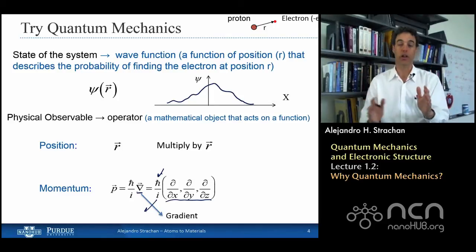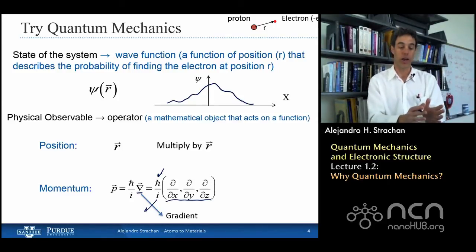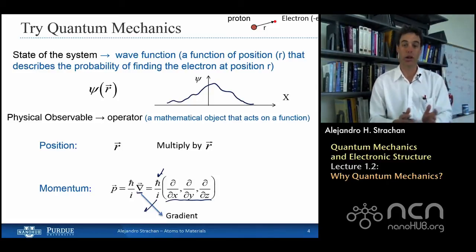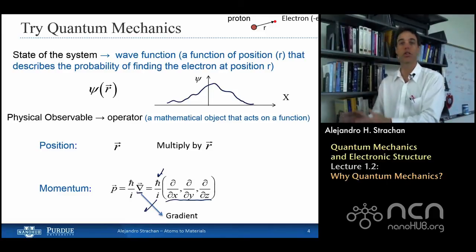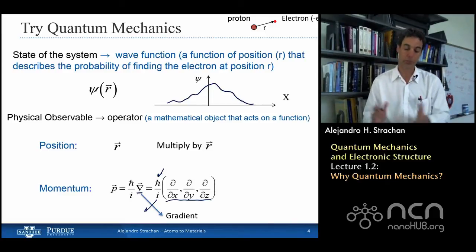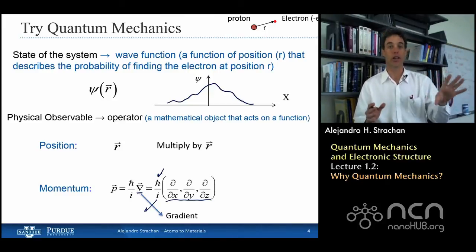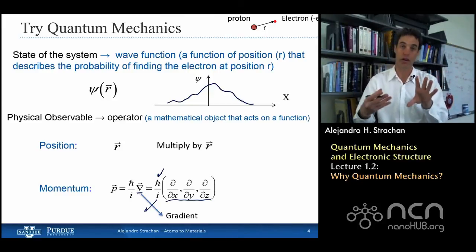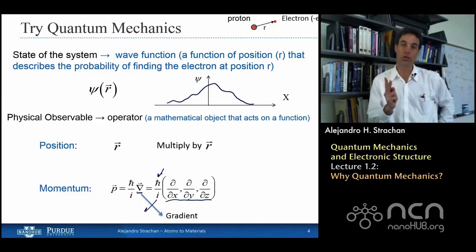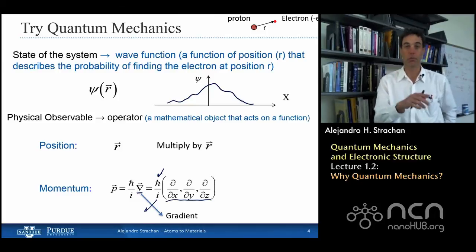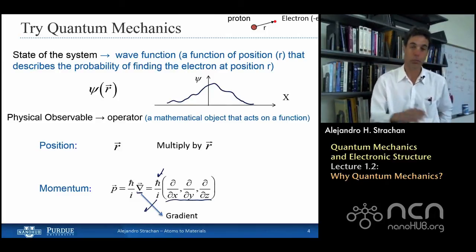This operator is a vector. It has components along x, y, and z. The component along x is the derivative with respect to x, the component along y is the derivative with respect to y, and the component along z is the derivative with respect to z. As we said, it's not a function. It's something that can act on a function. If we put a function there, you take derivatives of that particular function. Remember, momentum, like velocity, is a vector, so the operator is also a vector.